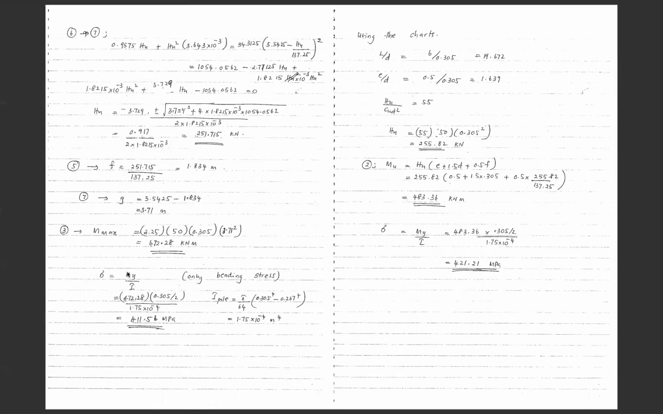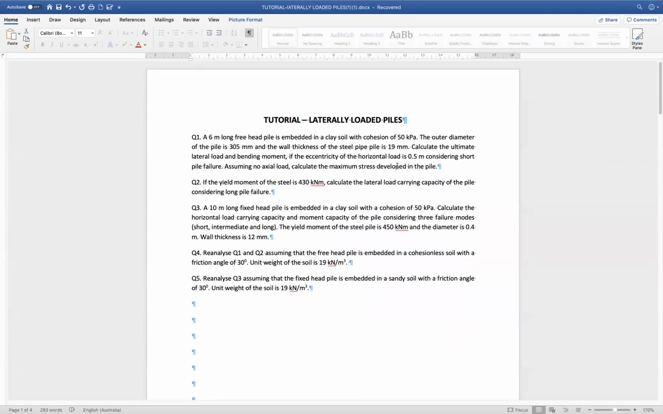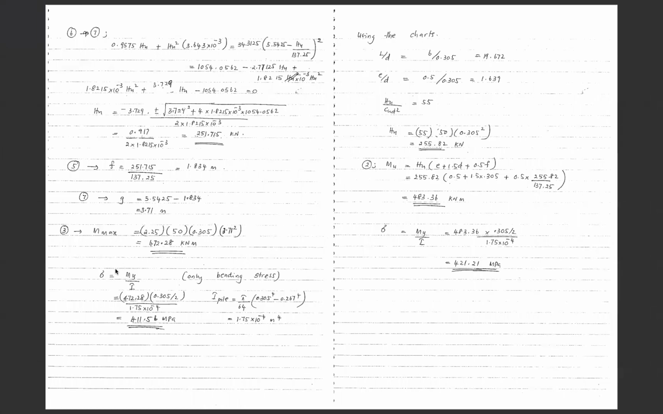Now we haven't done the next part yet. We need to determine the value of the stress in the problem. As you can see here, we need to determine the value of the maximum stress developed in the pile by assuming there is no axial load. So the only thing left is the bending moment, which is going to affect the maximum stress developed in the pile. So in this case, the maximum developed stress in the pile material will be equivalent to the maximum bending moment, M maximum, multiplied by y, which is the moment arm until the midsection of the pile.